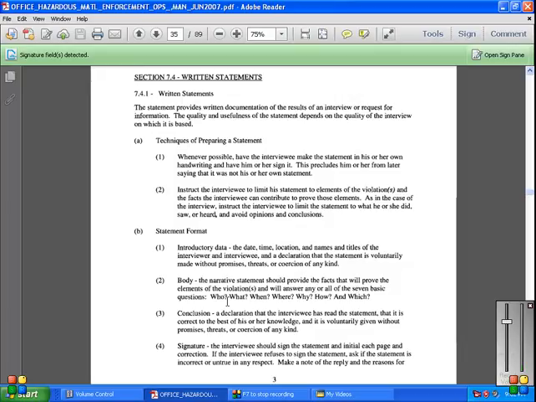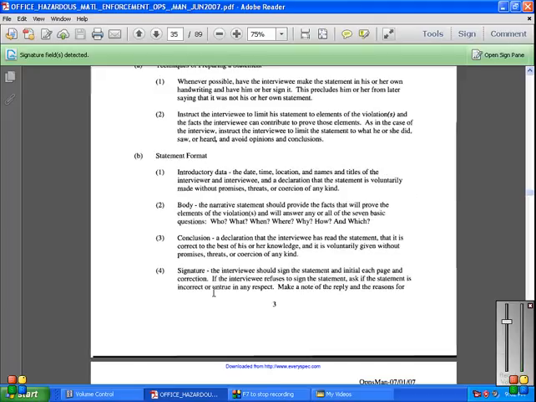Conclusion. The declaration states that the interviewee has read the statement, that it is correct to the best of his or her knowledge, and that it is voluntarily given without promises, threats, or coercion of any kind. Signature: the interviewee should sign the statement and initial each page and correction. If an interviewee refuses to sign the statement, ask if the statement is incorrect or untrue in any respect. Make a note of the reply or the reason for the refusal to sign.